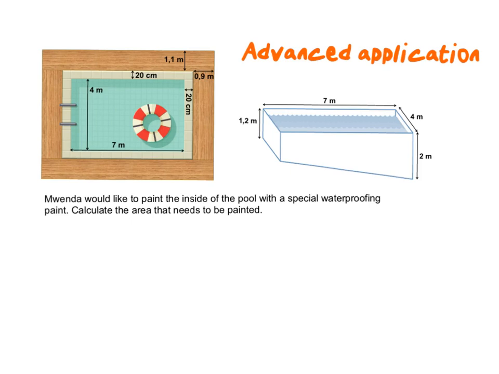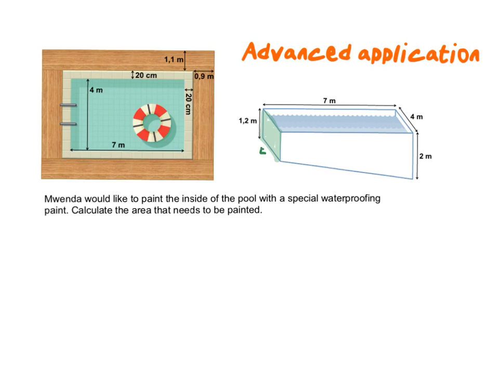Now we get to the monster question. And for this one, you will need to imagine yourself standing inside the pool and painting all the sides. Because this is exactly what this question is asking. If you were to paint this pool with a special waterproofing paint, what is the area that needs to be painted? So let's start with something easy, and we start with this rectangular wall here on the side.